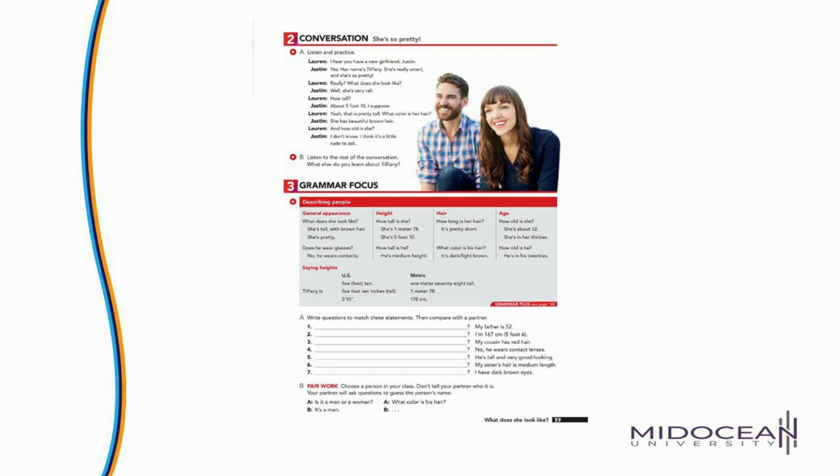Okay, let's check the answer now. According to this conversation, of course, here Tiffany is older than Justin? Because Justin said that he is 29 and she is in her 30s.